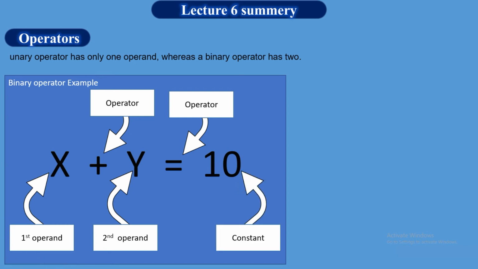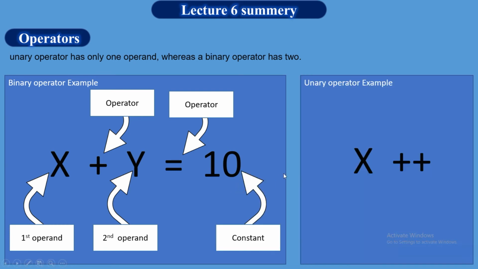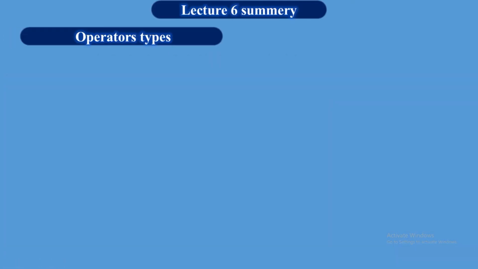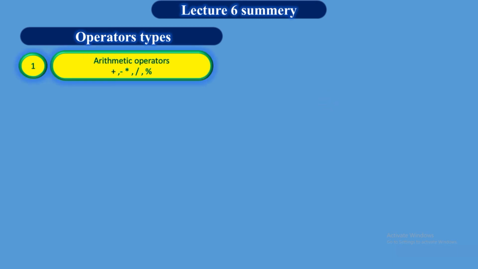In this expression, 10 is a constant. In another example, we have x++. x is the first operand, ++ is the operator. This operator is applied on a single operand, that's why this operator is called a unary operator. We also learn types of operators. We have arithmetic operators: plus, minus, multiplication, division and mod. Mod means the remaining value.